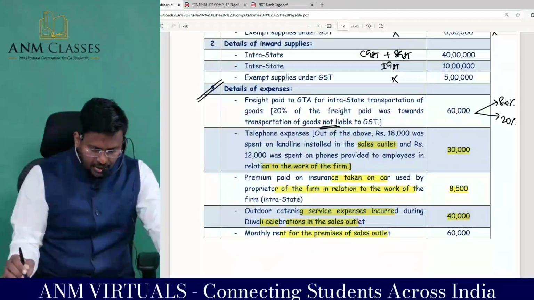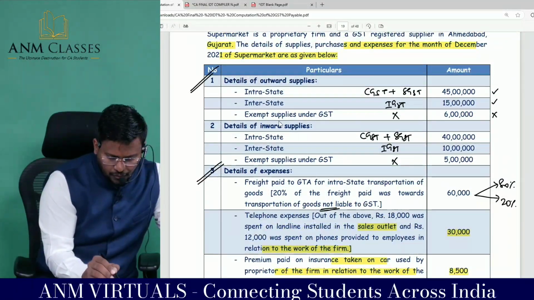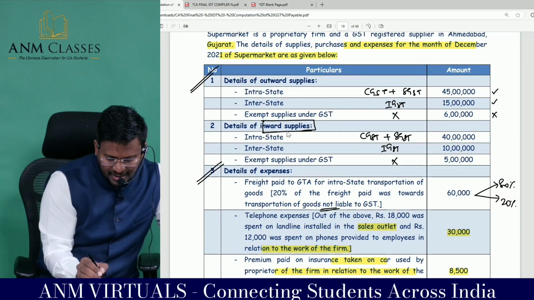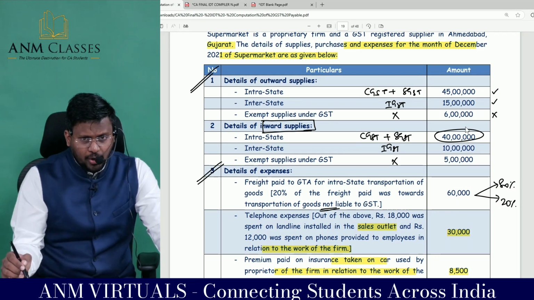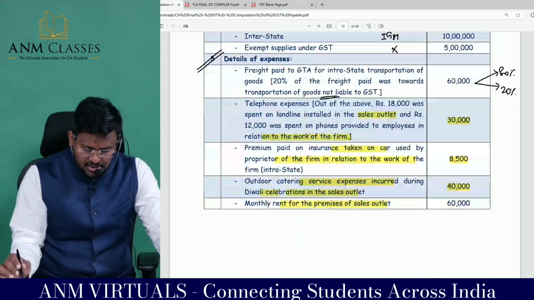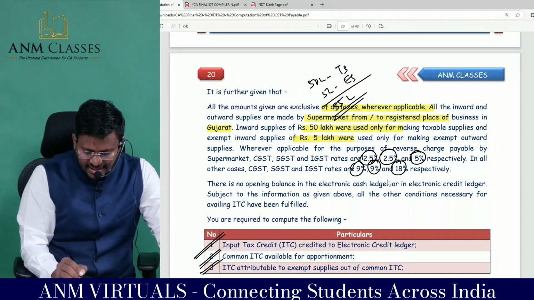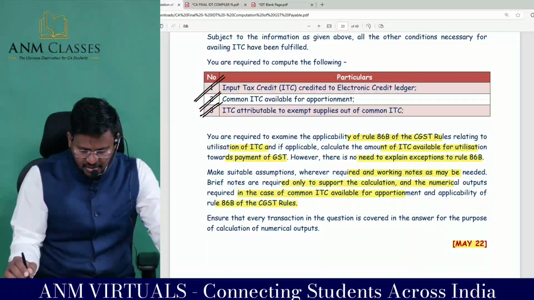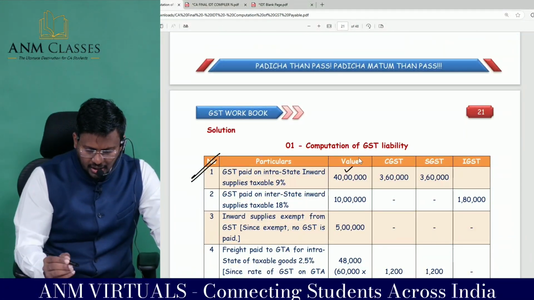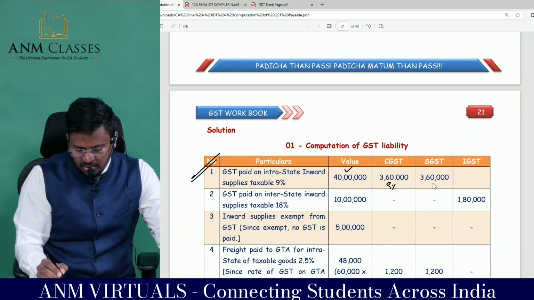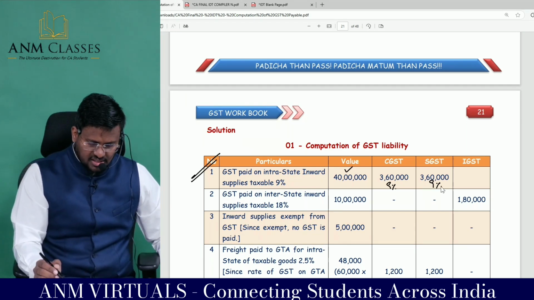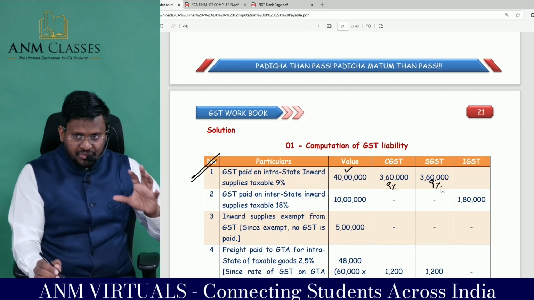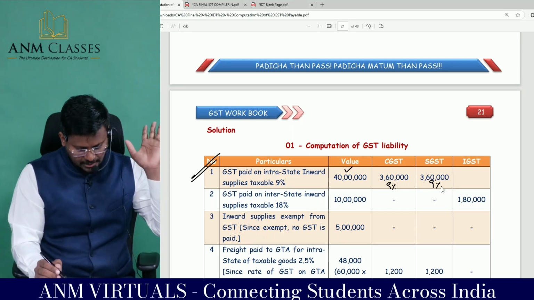You tell me, the details of inward supply have been given. What is the intrastate inward supply? 40 lakhs. For this they would have paid what and what? CGST and SGST. Sir, the rate is 9%, 9%, 18%. So how much into how much? 40 lakh into 9%, 3 lakh 60,000. 40 lakhs into 9%, 3 lakh 60,000 SGST. Right? This can be taken as ITC.